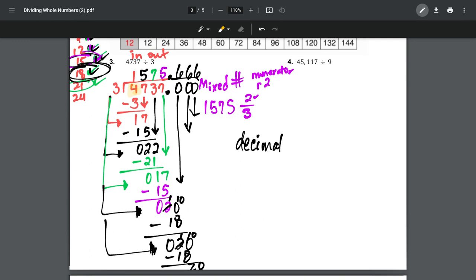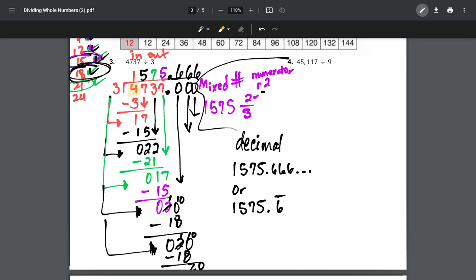All right, so once this thing starts repeating, and you don't ever get a remainder of 0, you can write down a few sixes and then dot, dot, dot, or you can write it in bar notation. The bar goes over the digit that's repeating. So you only write that 6 once because that's the only thing that's repeating, and you put the bar over the 6. That bar over the 6 indicates that 6 keeps going, okay? But if you don't like writing it as a decimal, just stick with the mixed number.